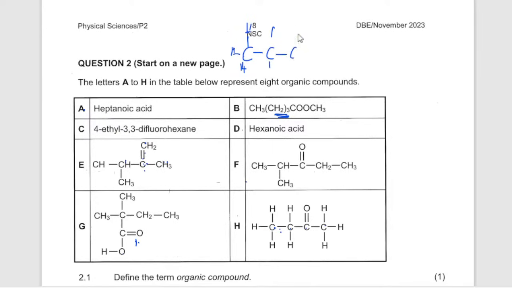CH, that's 1. CH, that's 2. CH, that's 3. Now I put C, 1, 2, 3. O there, and then O, and then hydrogen. So you put the hydrogens. It doesn't end with this. It's an ester. So it's C. You put the hydrogens completely. So that's the structural formula for compound B.